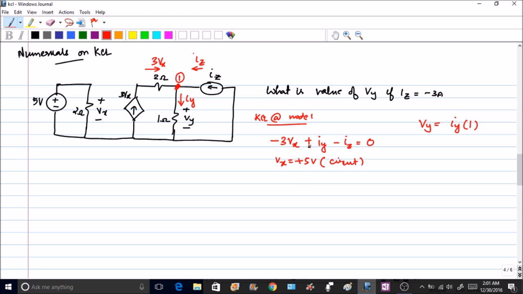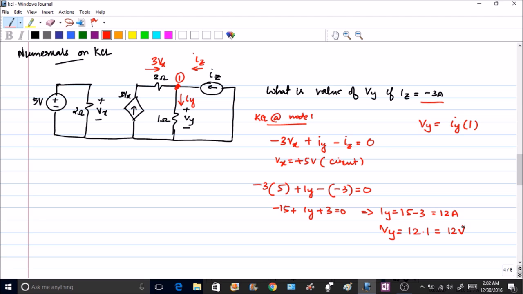Alright. Now the Iz value is given to be minus 3 ampere, not plus 3 ampere, minus 3 ampere. So let's put the values here. So minus 3 into Vx value is 5 volt plus Iy minus, and Iz value itself is minus 3, so equal to 0. So what do you get? Minus 15 plus Iy plus 3 equal to 0, which means Iy is equal to 15 minus 3 equal to 12 amps. Okay. Now since Iy is equal to 12 amps, Vy will be equal to 12 into 1, which is equal to 12 volts.